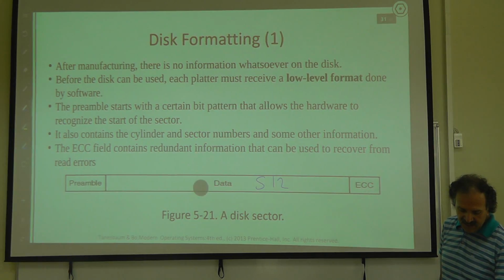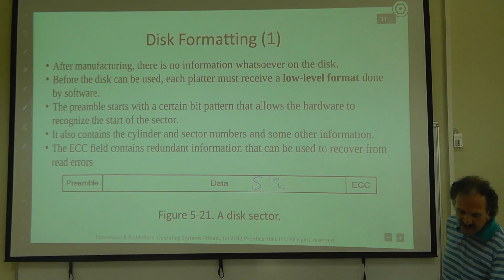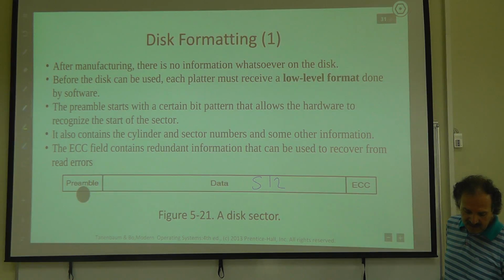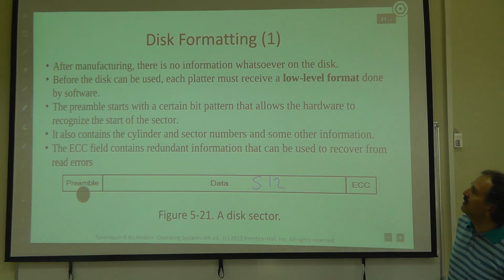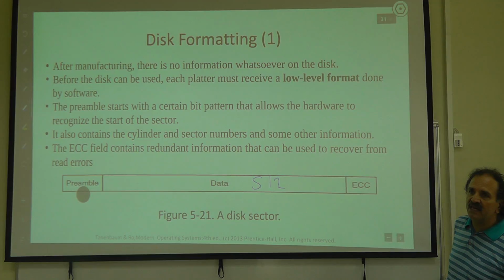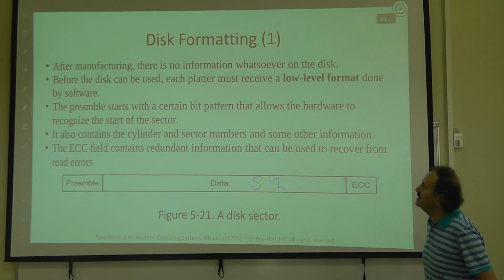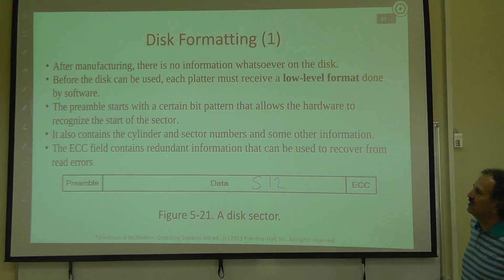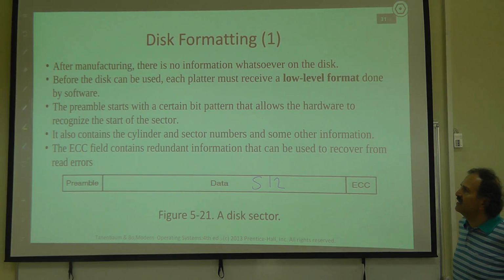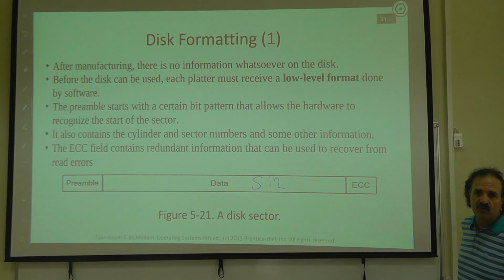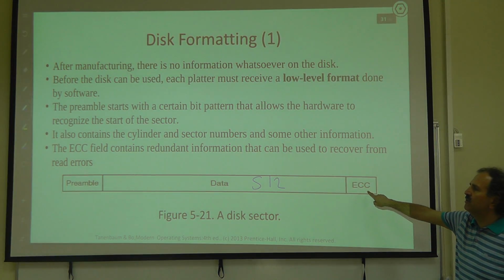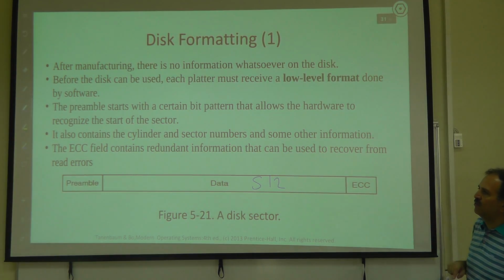But before the sector data, there is a preamble and there is an ECC. This preamble data includes a bit pattern that tells the hard disk controller that a sector is beginning. It's a special pattern, so the disk head knows where it is. It also contains the cylinder and sector numbers, so that it is sure it is reading the correct sector. The ECC field contains redundant information that can be used to recover from read errors.